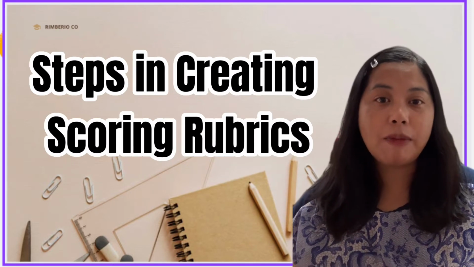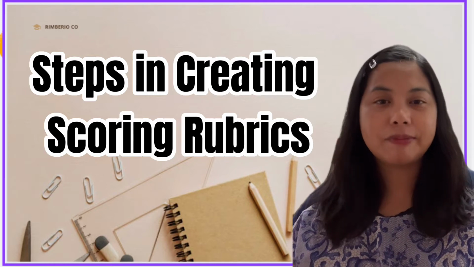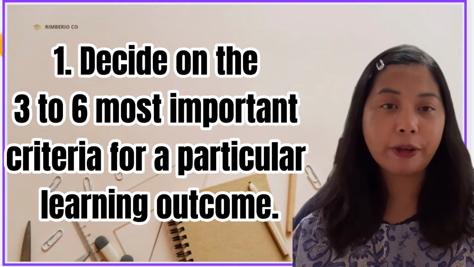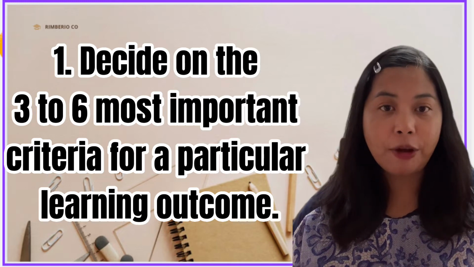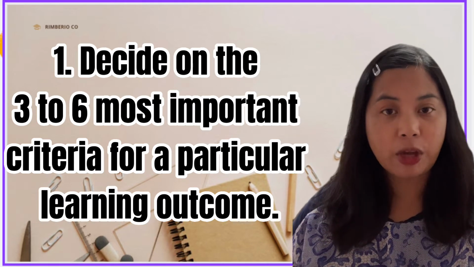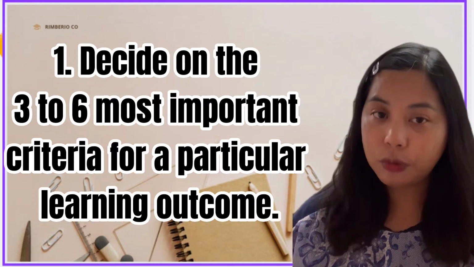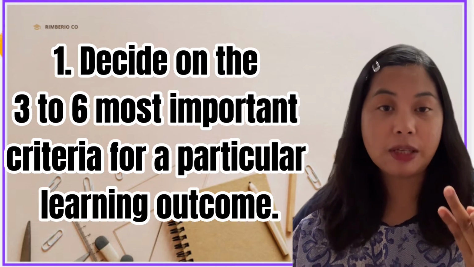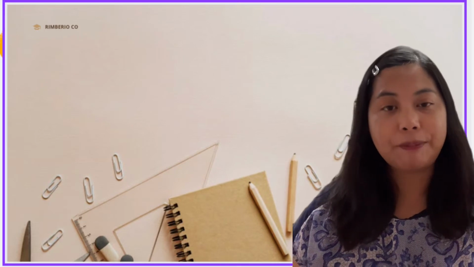Now, let's talk about the steps in creating a scoring rubric. Step 1. Decide on the 3 to 6 most important criteria for a particular learning outcome. For example, in preparing a scoring rubric for a performance in a PLE subject, we may consider the following criteria: use of tools, equipment and materials, application of procedure, safety work habits, and speed or time.